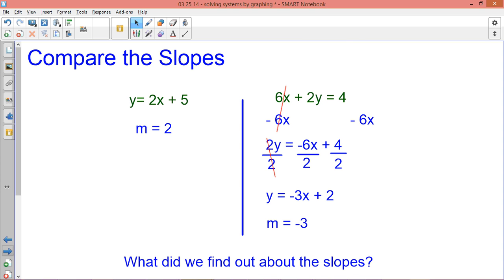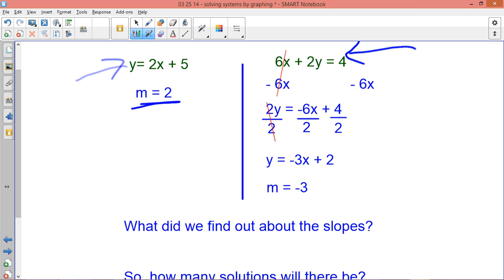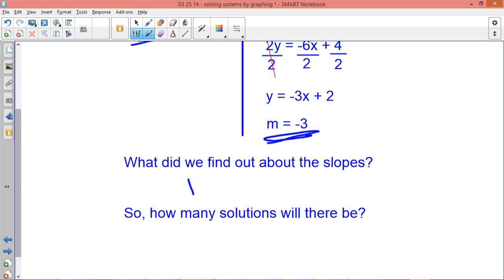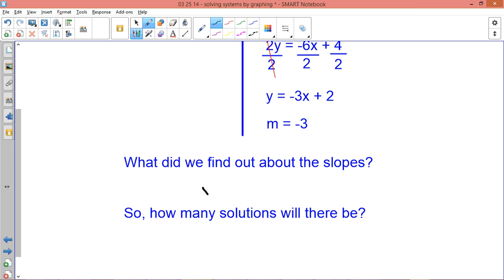Here's a problem like we would have for that. The way we figure out just by looking at the equations whether or not it has 0, 1, or more solutions is by looking at the two equations. If I look at these two equations here in green, and I solve both to get them into slope-intercept form, I notice my slope here is 2, and my slope here is -3. So what did we find out about the slopes? They are different. And so how many solutions will there be? Just one. And this will always be the case when you have different slopes. You will have one solution.